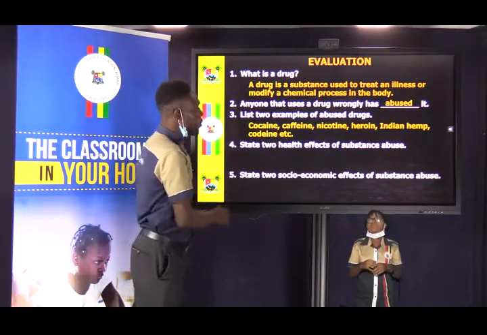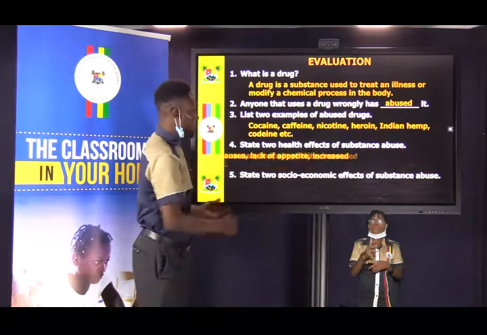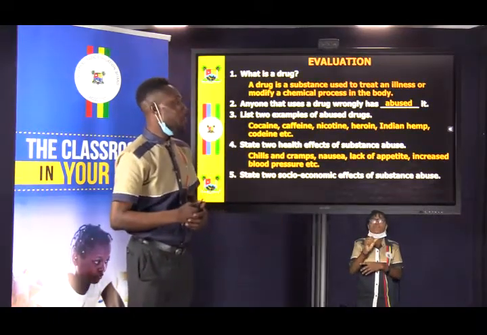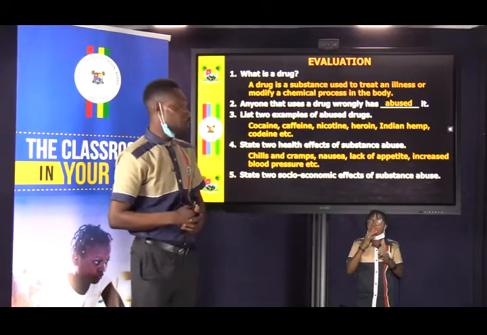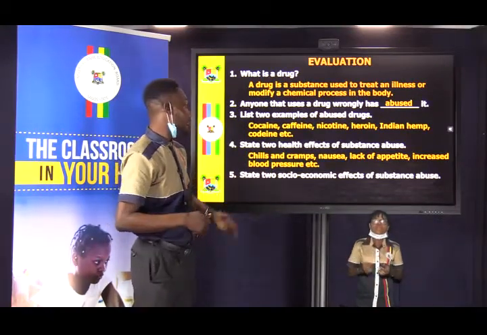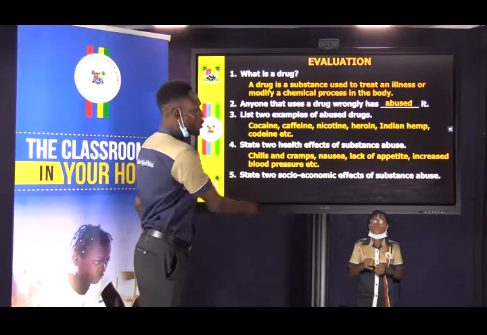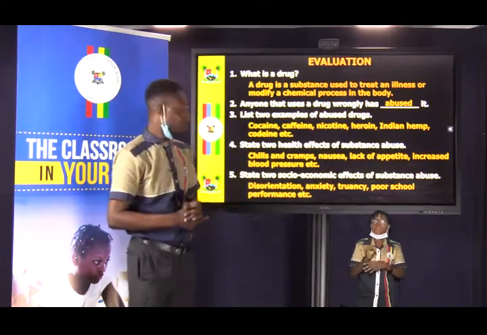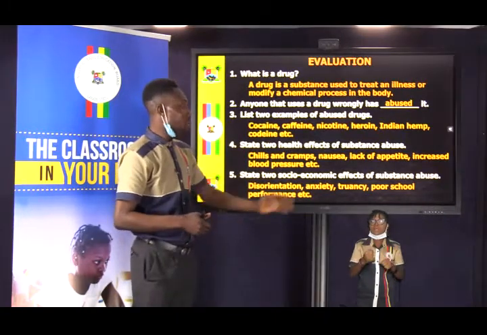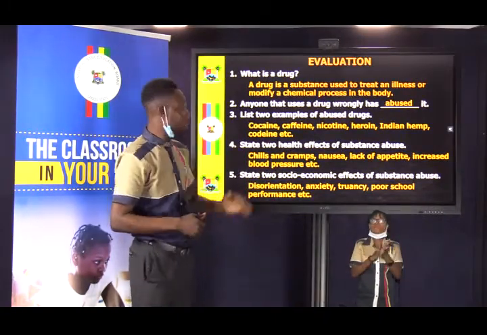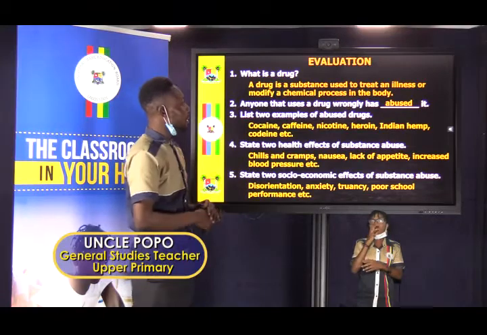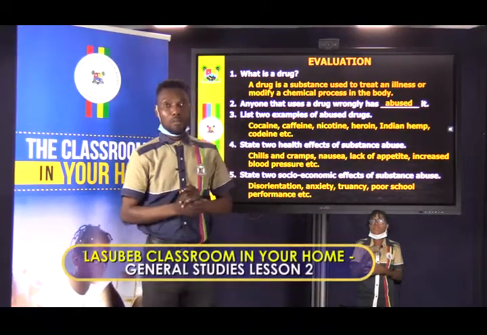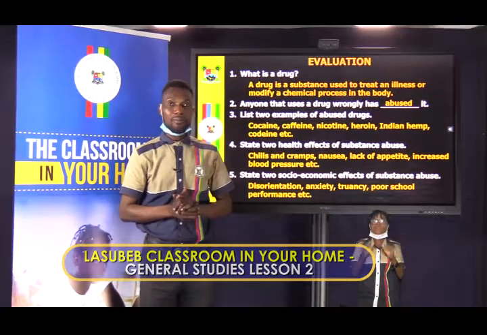So, state 2 health effects of substance abuse. Chills and cramps, nausea, lack of appetite, increased blood pressure, untimely death, and so on. 2 socioeconomic effects of substance abuse could be disorientation, anxiety, truancy, poor school performance, and so on. All these, if you got everything correctly, you deserve to be celebrated with a cheer.